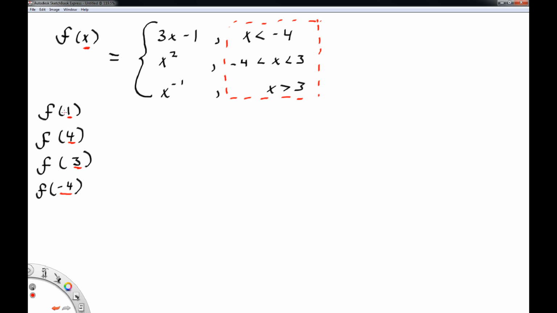So let's take the first one. f of 1 lies between negative 4 and 3. So you're going to use this equation to solve it. So 1 squared is equal to 1. Now to go to 4. Well, 4 is greater than 3. So you're going to go 4 to the negative 1, which is 1/4.